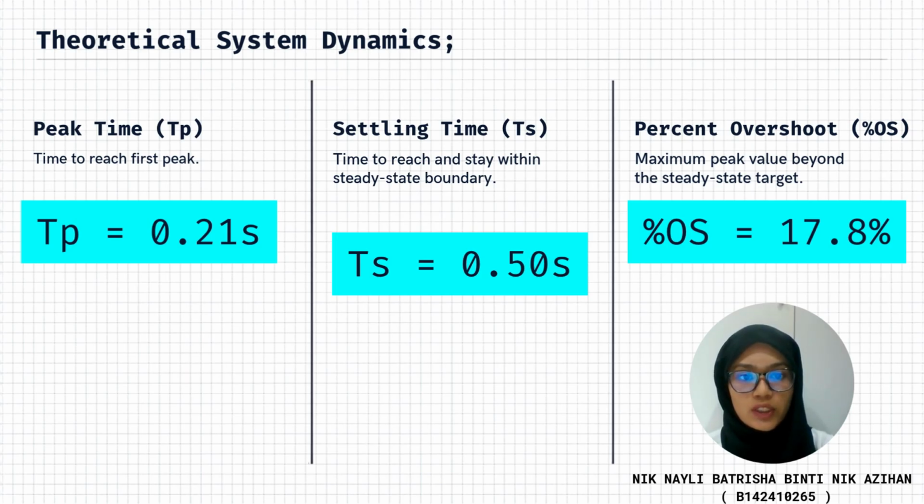This slide shows the theoretical performance of our DC motor speed control system. The peak time is 0.21 seconds, which means the motor reaches its first maximum speed very quickly. The settling time is 0.50 seconds, showing that the motor becomes stable in only half a second. The percent overshoot is 17.8%, meaning the speed slightly exceeds the target before settling. Overall, these results indicate that our system has a fast and stable response.